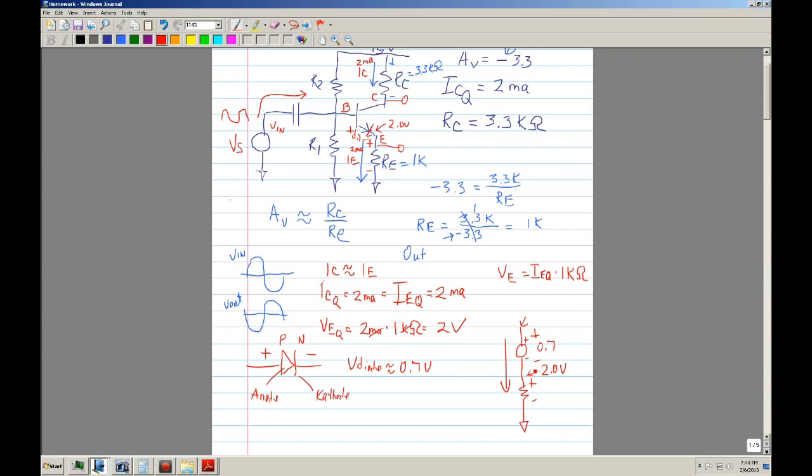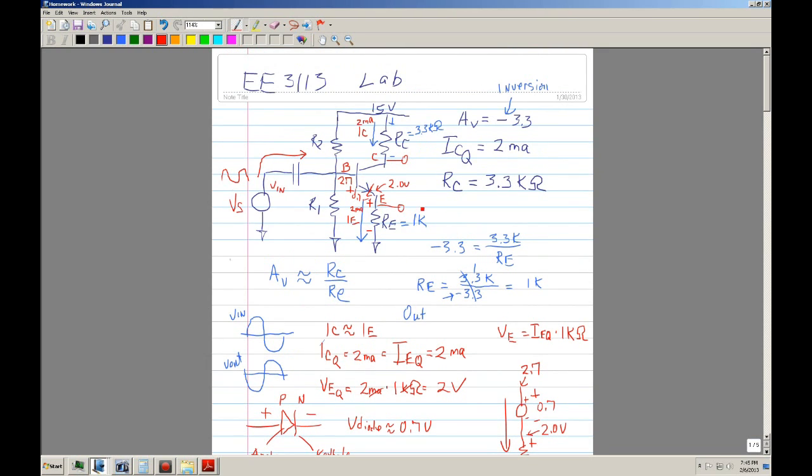You've got 2 here, and then you add what? 0.7. So what are you going to have here? 2.7. This is the same thing: you've got 2 volts here, and you have a battery here of 0.7, so this is going to be 2.7 volts.